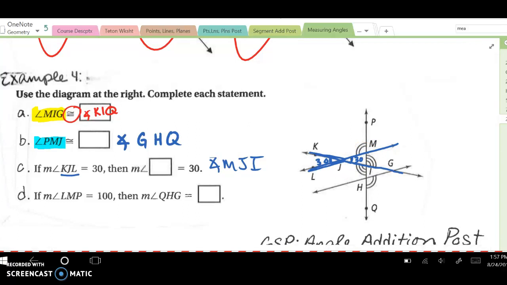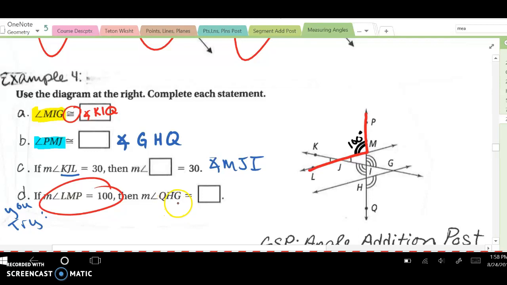Okay, and why don't you try this last one on your own? Why don't you try this one and then pause the video, try it on your own, and come back and check and see how you did. Okay, so it looks like LMP, I've got worked out here, is 100 degrees. And so QHG, Q to the H to the G, also has 2 rings. So those would have to be the same amount. They would be congruent.